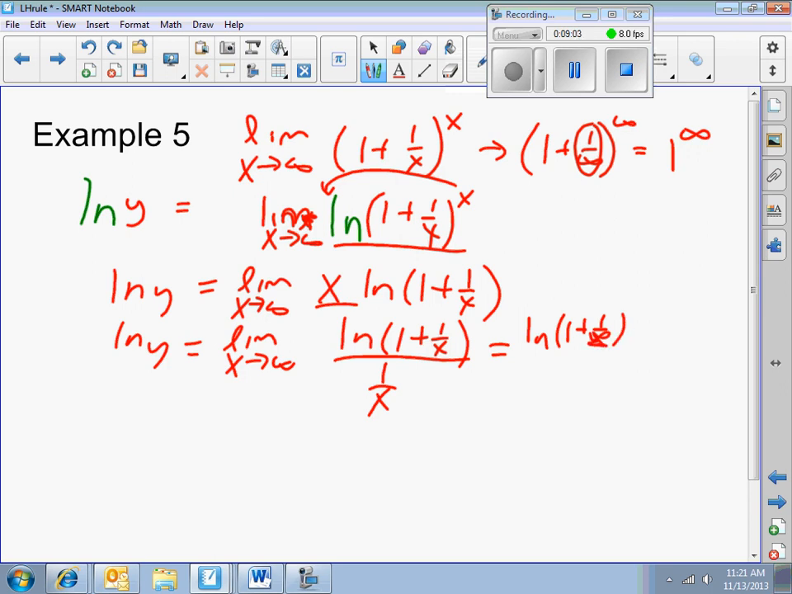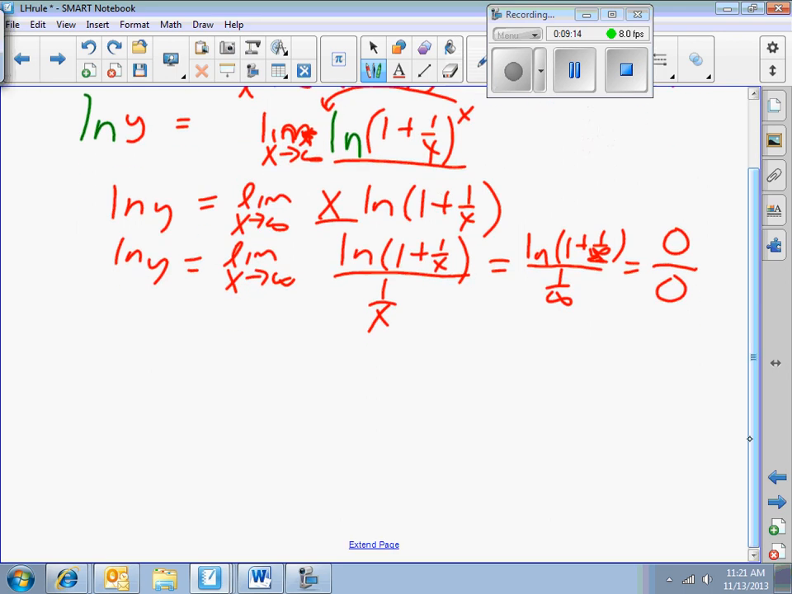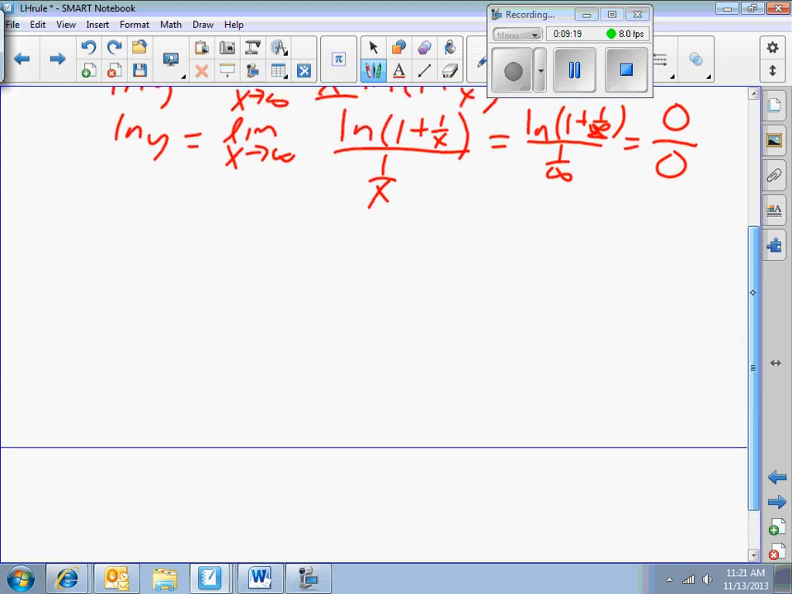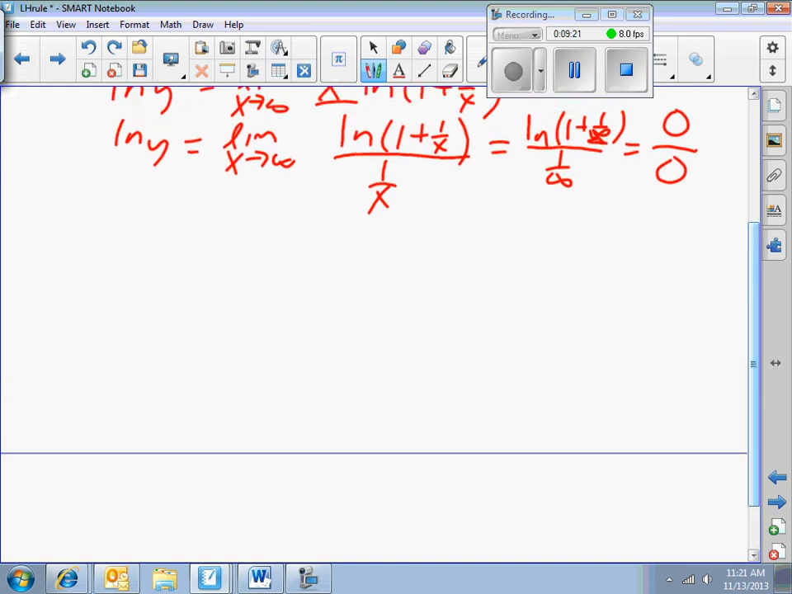1 over infinity is going to 0, so this is natural log of 1 on top, which is going to 0. On bottom, I get 1 over infinity, which is going to 0. And finally, it looks like L'Hopital's rule. I think I'm going to need a little bit more space on this one. All right. So now, by L'Hopital's rule, I'm going to say that that's the equivalent of the limit as x approaches infinity of, now we got kind of a messy one to take the derivative of, but it's possible.